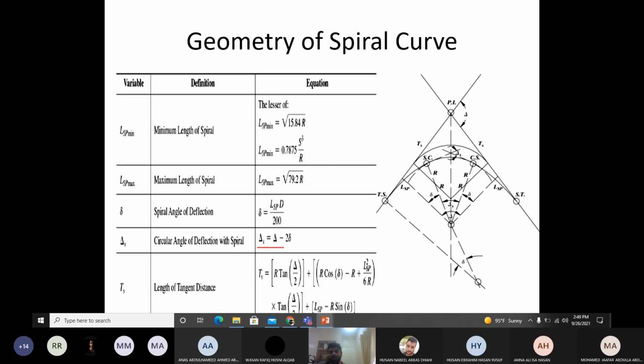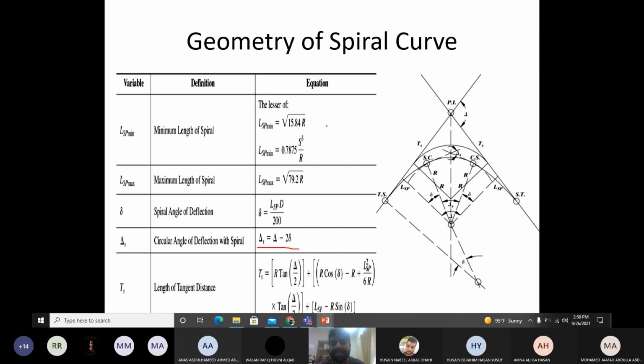You can see the equation here. So total delta minus 2 small deltas will give you the angle covered by the circular curve. How to calculate small delta? This is the equation. LSP, length of the spiral curve. D, degree of curvature for the circular curve. This is the equation for Ts. R is the radius of the circular curve. This is total delta. I told you about LSP.